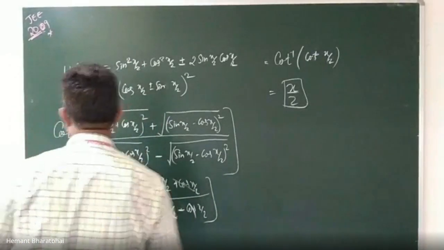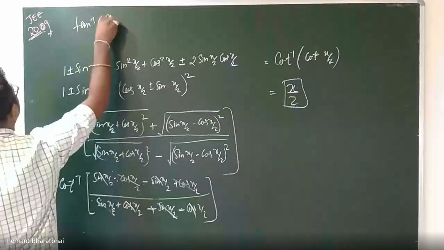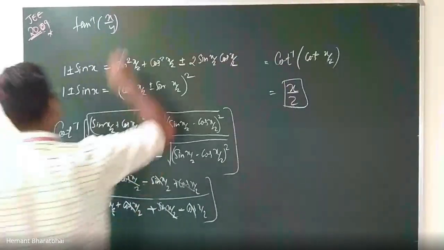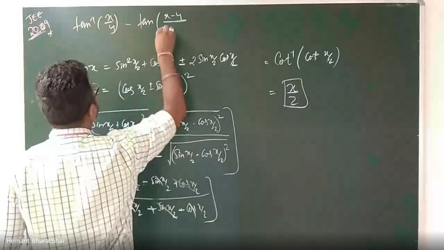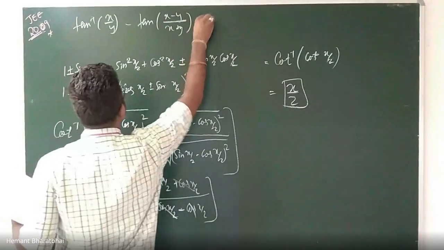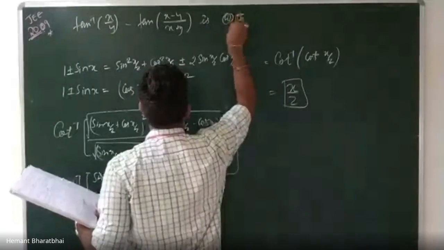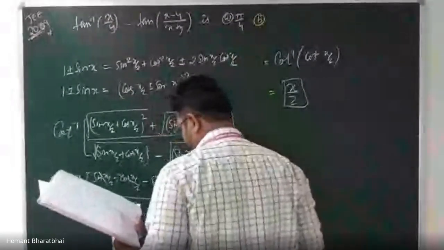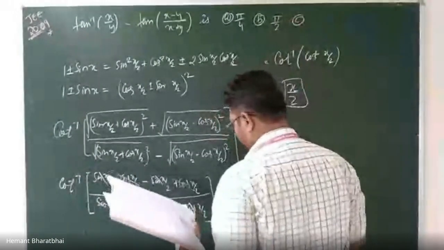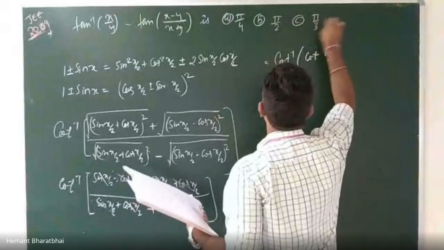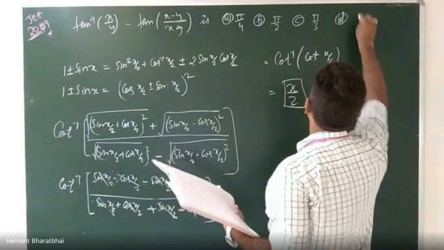Next question. This is coming 2012. Tan inverse of x by y minus tan inverse of (x minus y) upon (x plus y) is: option A, pi by 4; option B, pi by 2; option C, pi by 3; and option D, pi by 6.